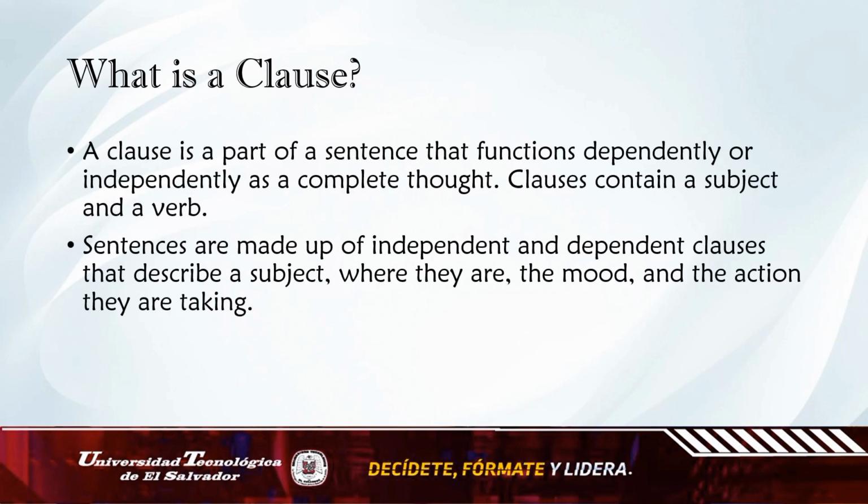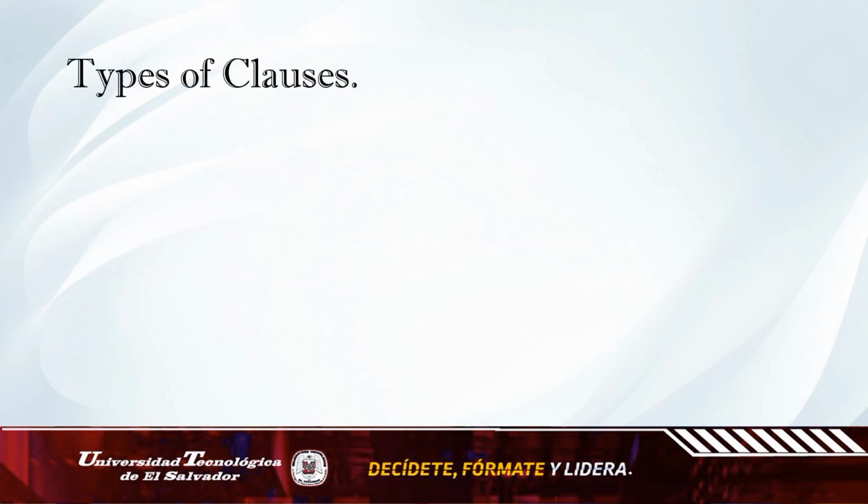Well, a clause is a part of a sentence that functions dependently or independently as a complete thought. Clauses contain a subject, which is the actor, and a verb, which is the action the subject performs. Sentences are made up of independent and dependent clauses that describe a subject, where they are, the mood, and the action they are taking. There are 4 types of clauses used in English grammatical constructions.